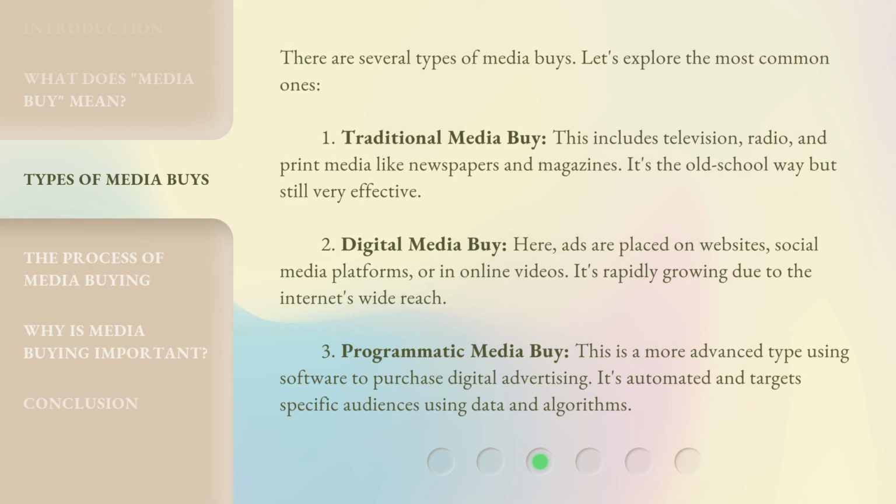There are several types of media buys. Let's explore the most common ones. 1. Traditional media buy. This includes television, radio, and print media like newspapers and magazines. It's the old school way but still very effective. 2. Digital media buy. Here, ads are placed on websites, social media platforms, or in online videos. It's rapidly growing due to the internet's wide reach. 3. Programmatic media buy. This is a more advanced type using software to purchase digital advertising. It's automated and targets specific audiences using data and algorithms.